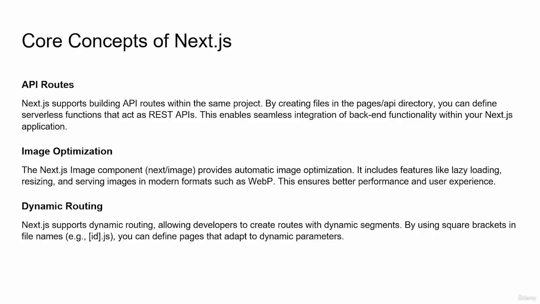Next.js supports dynamic routing, allowing developers to create dynamic segments by using square brackets in file names, for example [id].js. You can define pages that adapt to dynamic parameters. I hope you clearly understand the Next.js core concepts.